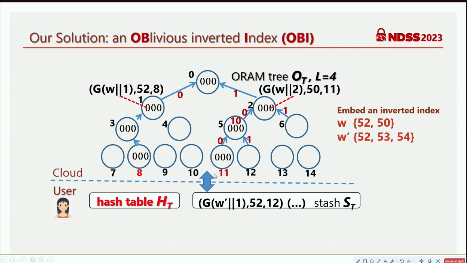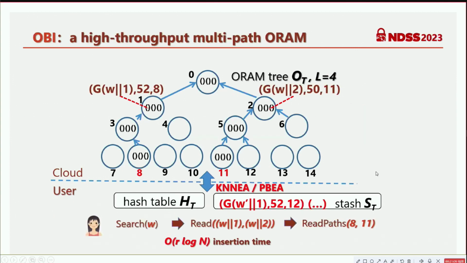Compared with PATH-ORAM, a data block has three parts: key, value, leaf. GW concatenated 1 is the key field. 52 is the value field. 8 is the leaf identifier field. A data block can be stored in the tree or in the stash. In this graph, G is a pseudo-random function. GW concatenated 1 is the first keyword identifier. This is the second keyword identifier.